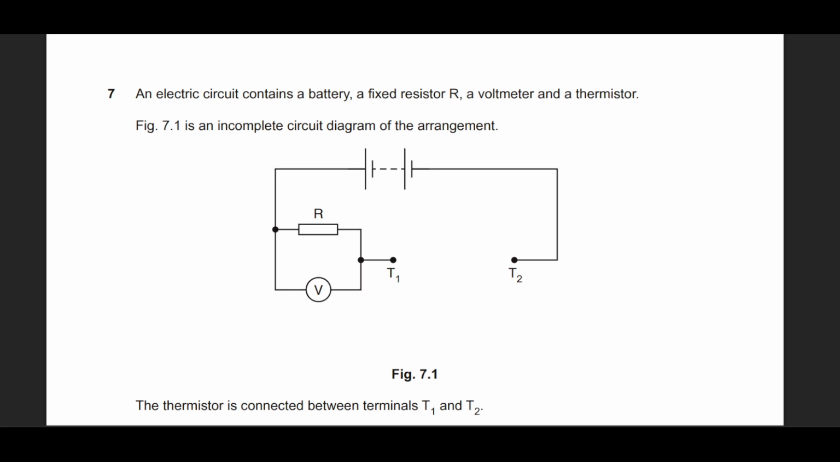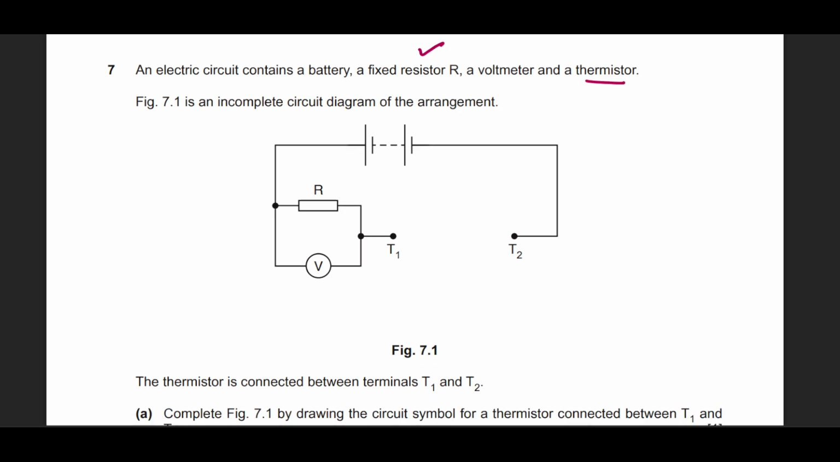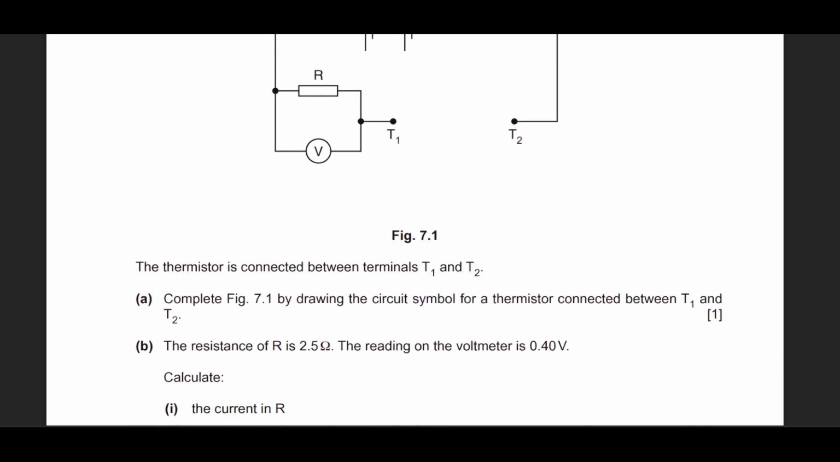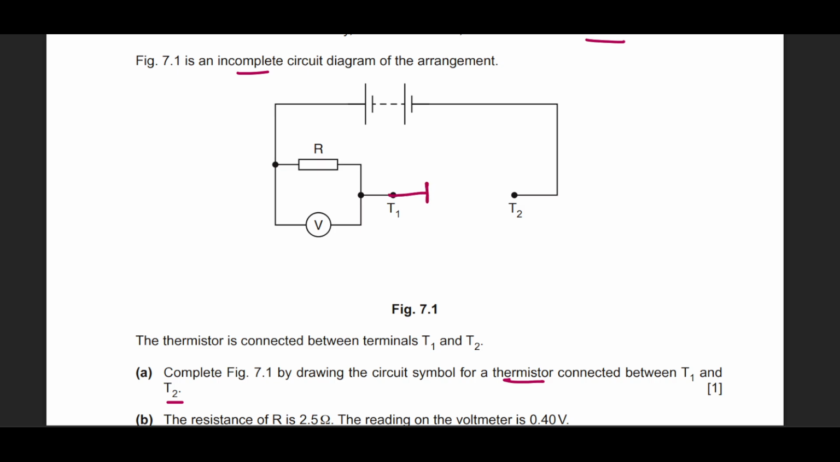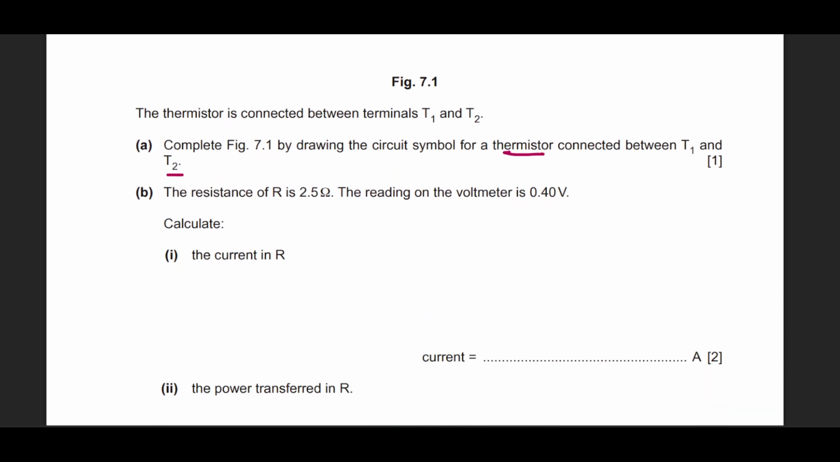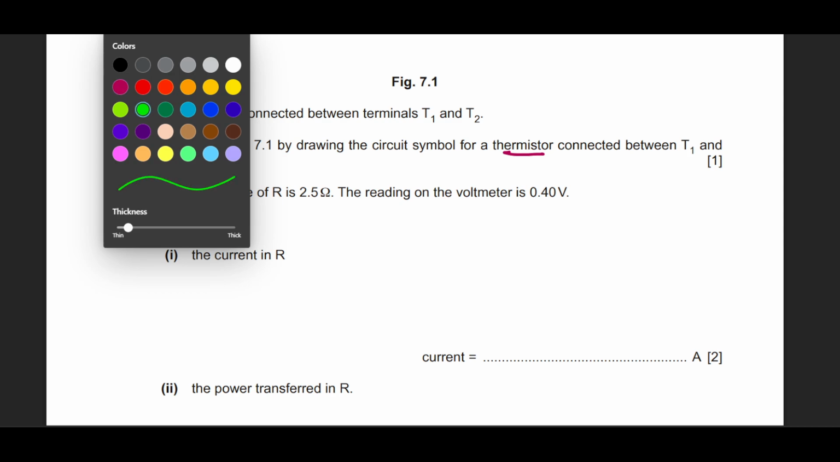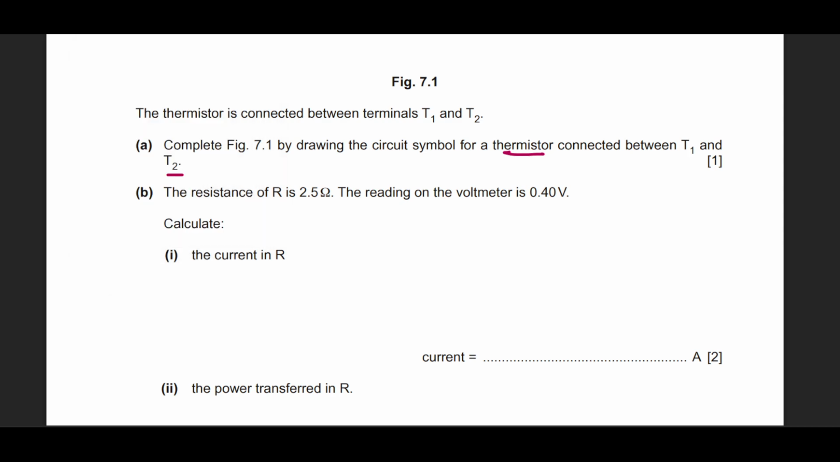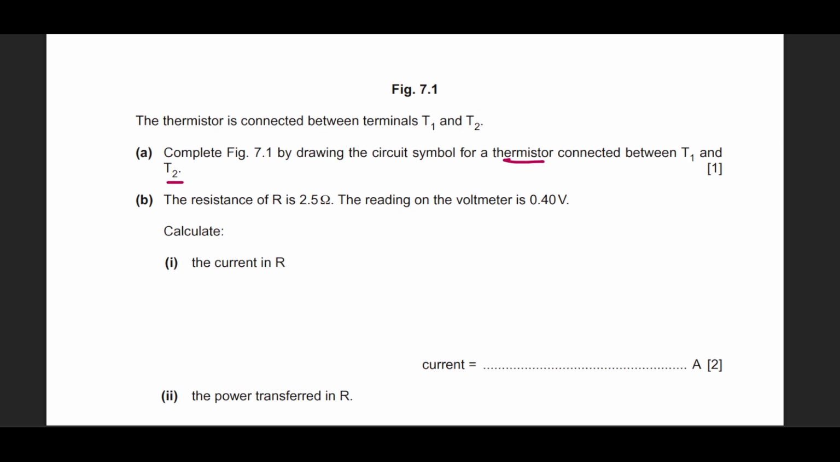Question number 7 suggests that we have a fixed resistor and we need a thermistor. He says an incomplete circuit is there, and he wants to connect a thermistor between T1 and T2. So very easy. Please use a ruler for this diagram. Draw a thermistor. This is the symbol for the thermistor, which is a variable resistor that responds to the change in temperature. The next thing is, the resistance of R is 2.5 ohms. The reading of the voltmeter is 0.4. What's the current in R?